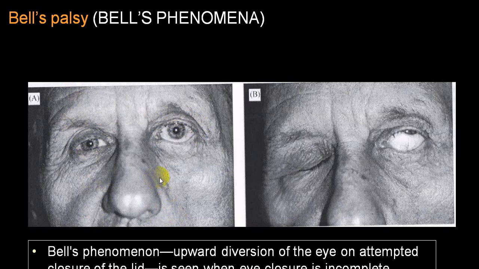The angle of the mouth is not seen here in this photograph, but you can see that the nasolabial fold is less prominent. This is lower motor neuron facial.